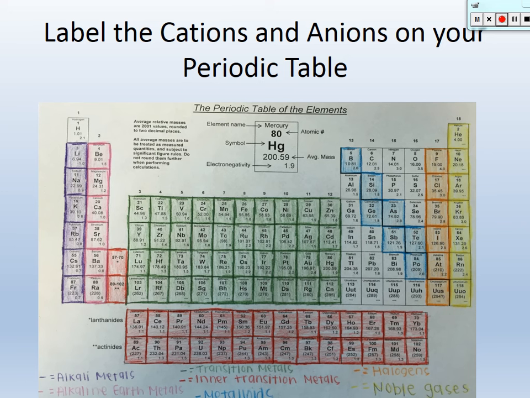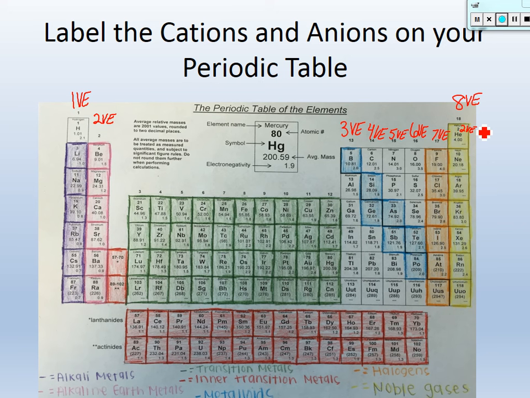The first thing that I would like you to put down, if you haven't already, is the valence electrons. These guys have 1 VE. These guys have 2 VE. You skip the transition metals. These guys have 3, 4, 5, 6, 7, and 8. Except for helium, which has 2 VE. Okay?